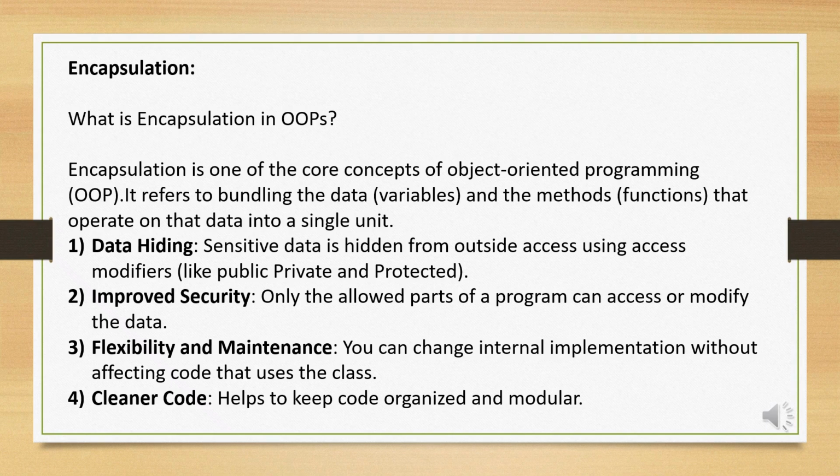Key benefits of encapsulation. 1. Data hiding: access modifiers like private, public, and protected are used to hide internal details of a class. Example: you can check your balance, but you can't see how it's calculated or stored. 2. Improve security: only specific parts of code can access or change sensitive data. Example: even if someone has your card, they can't withdraw cash without the correct PIN.